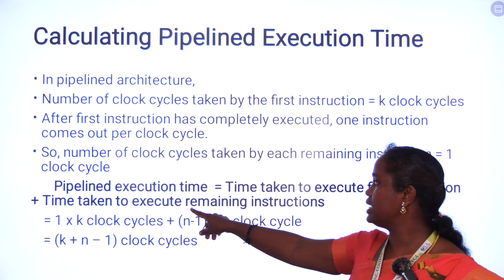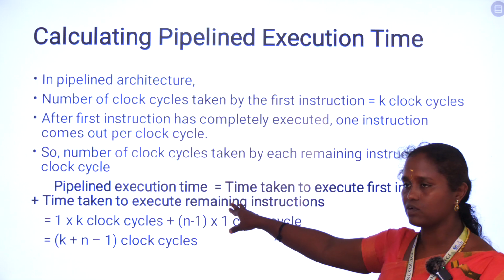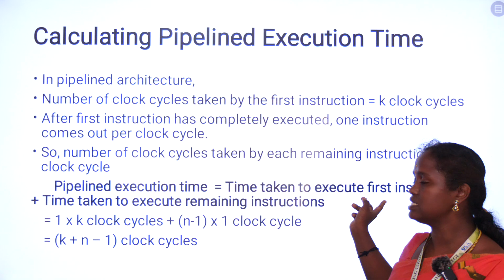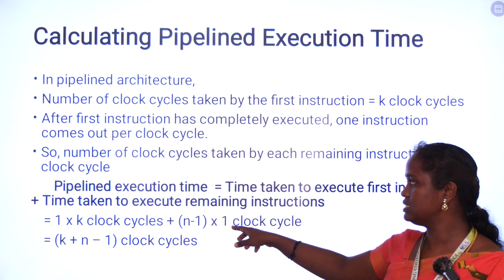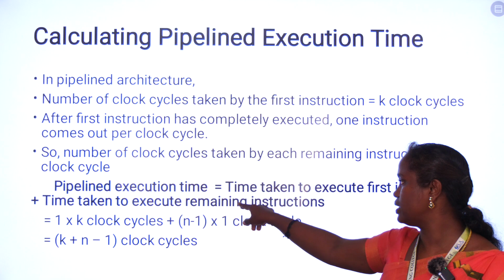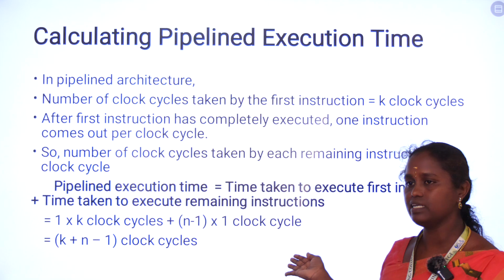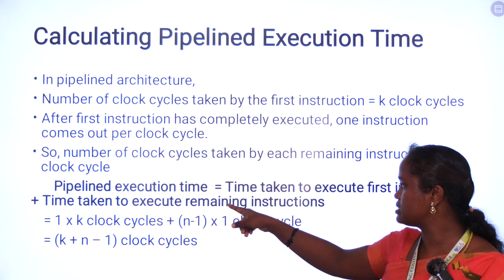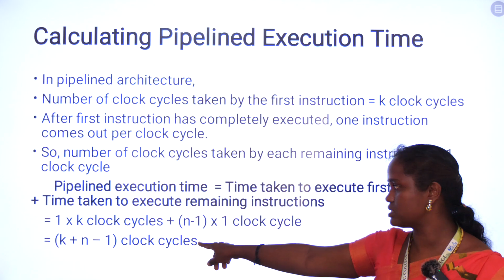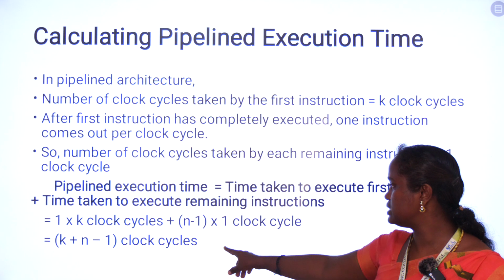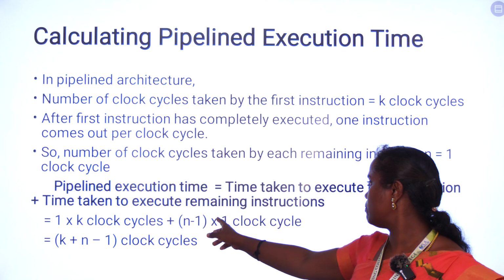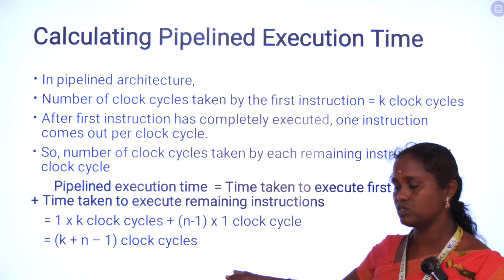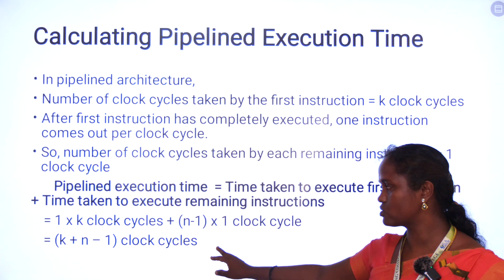So the number of clock cycles taken by each remaining instruction, let us assume, is one clock cycle. Pipeline execution time is equal to the time taken to execute the first instruction added to the time taken to execute the remaining instructions. Clear? The time for the first instruction is 1 into k clock cycles. We add n minus 1, the remaining instructions, into 1 clock cycle, which is equal to k plus n minus 1 clock cycles.